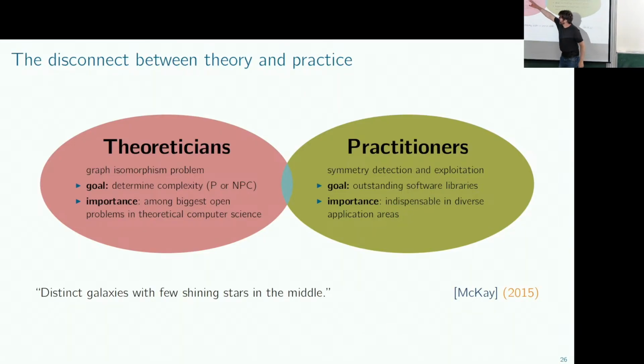So on the theory side, we have this graph isomorphism problem. We want to know, is it NP or NP complete? We want to determine the complexity, and we claim it's one of the bigger open problems in theoretical computer science. And the practitioners, they want symmetry detection, they want it to be fast, they want it to work on the computer, and so forth. And as I said, it's being used in other tools.